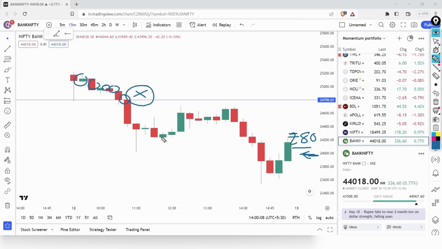So then the market actually consolidated for some time, and by this time the option had already come below 80 rupees. So the time was well over 130 and the price was well below 80 rupees. But I didn't end up booking my option.